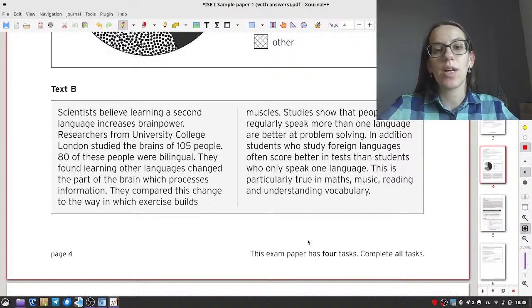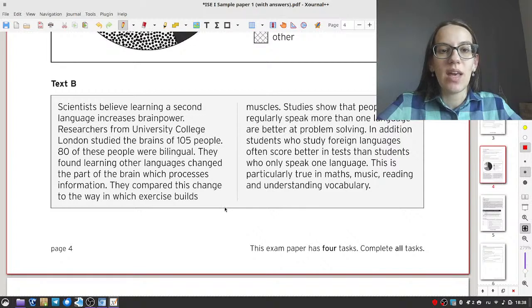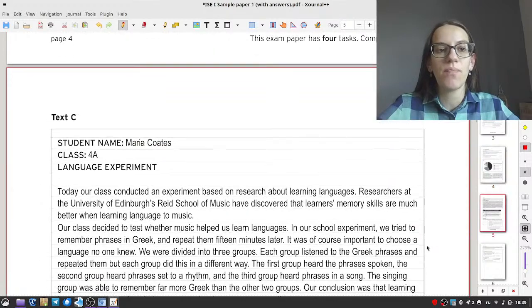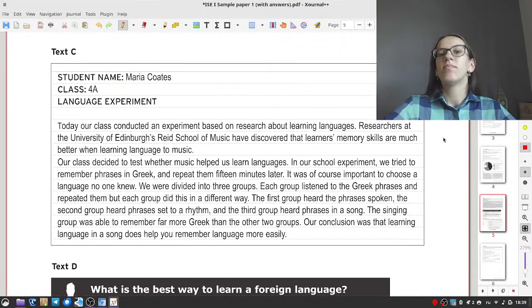So this one is quite standard type of text. This is clearly a text, so we can see that it's some sort of an article. It's divided with a line here, scientists, so it's clear to us that text B is some sort of an article. Text C, well, what kind of text is this?